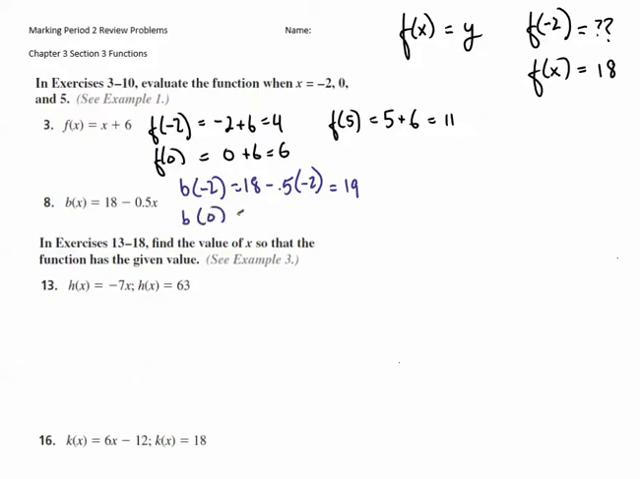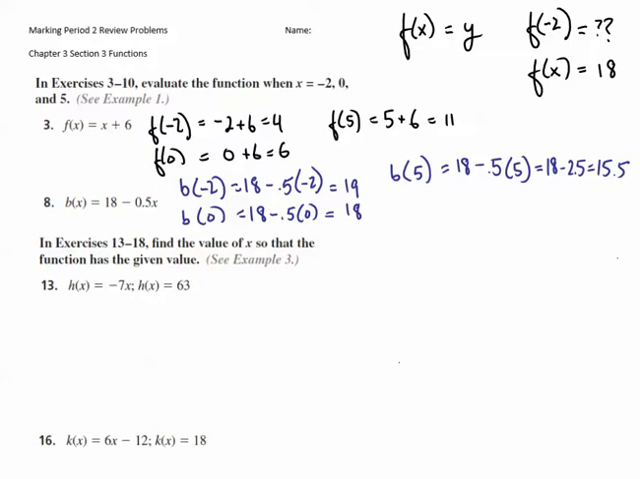b of 0 means 18 minus 0.5 times 0, which is 18 minus 0, is 18. And b of 5 means 18 minus 0.5 times 5. We know that half of 5 is 2.5, and so we have 18 minus 2.5, which is 15.5. So that's what we mean by evaluate the function when x is a certain number. We just replace x with that value.